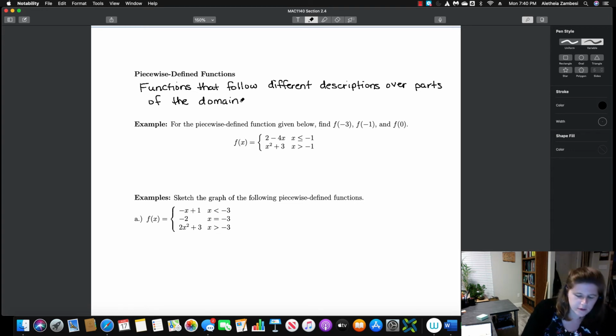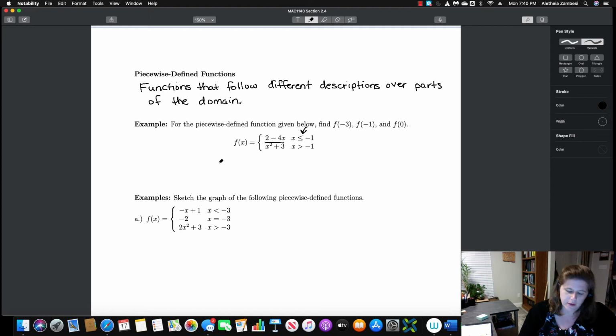So for part of the domain, the function will do one thing and then it'll switch, and at a different part of the domain it could do something else. So if I'm looking at a piecewise defined function, generally you have a bracket like this, and it shows the sections of the domain that each of the function descriptions is used for. So for values less than or equal to -1 in this case, we would plug x values into 2 minus 4x. If we have values greater than -1, we'd plug them into x squared plus 3.